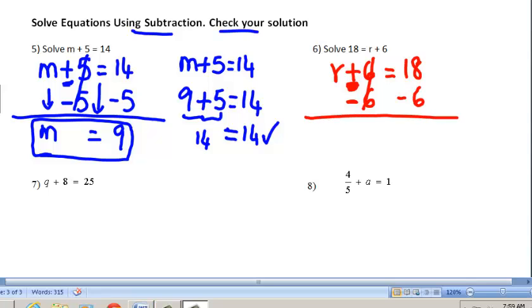Go ahead and do it. These two become a 0 because plus 6 and minus 6. What's left over? r. Bring the equal sign down. 18 minus 6 is 12.